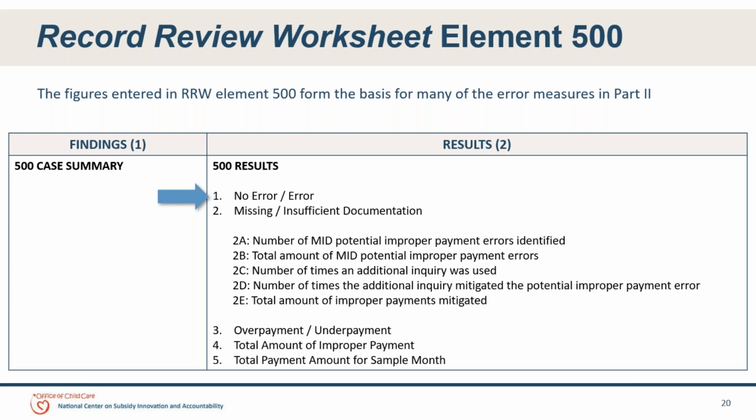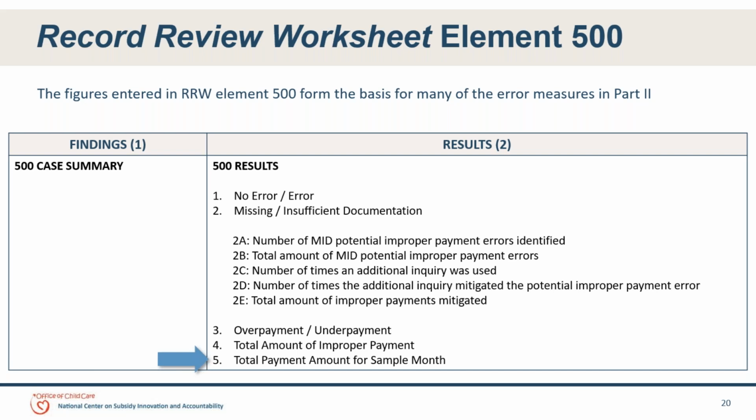So for instance, in item 1 here, the reviewer enters whether the case had an error or not. Item 2, they'll indicate whether, if there was an error, it was missing or insufficient documentation. Items 2A through 2E, the reviewer provides some additional information about missing or insufficient documentation errors. Item 3 is where the reviewer records whether the case had an underpayment or overpayment. Item 4 is the amount of the improper payment, if there is one. And then item 5 is the total payment amount for the sample month.